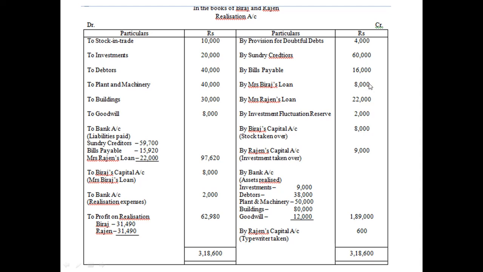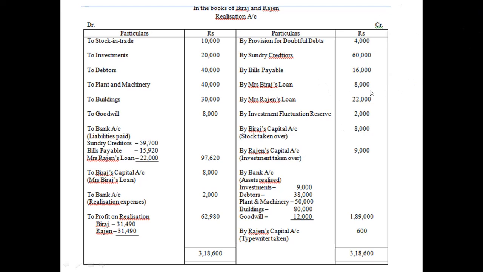So the wife's loan amount is how much? 8,000. So it will be assumed that the stock in trade will be taken over by Biraj at this value, as purchase consideration, or you can simply say consideration. Biraj will take over the stock at rupees 8,000. Don't get confused, because in point number one, if you see closely, there is no amount mentioned. So how will you come to know? You need to consider the amount. That is why it is called consideration. So the payment consideration is 8,000 for his wife's loan.